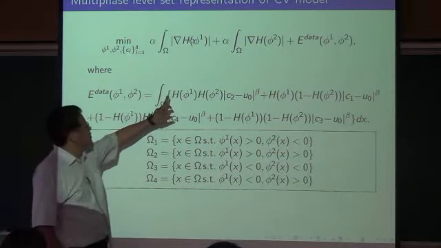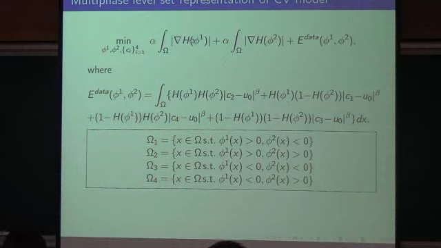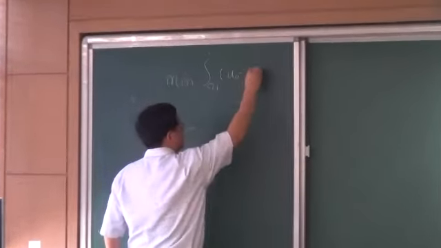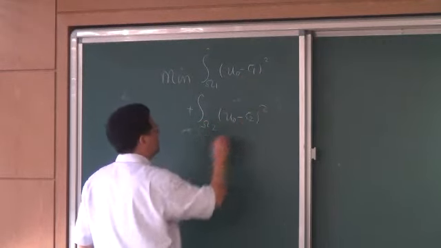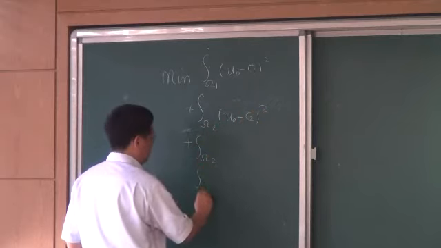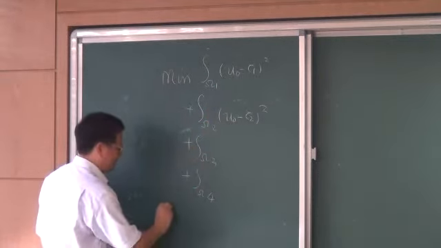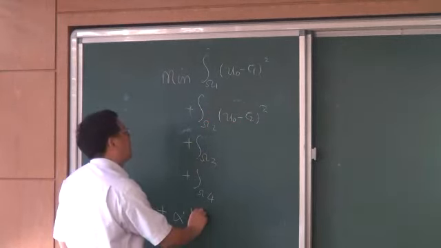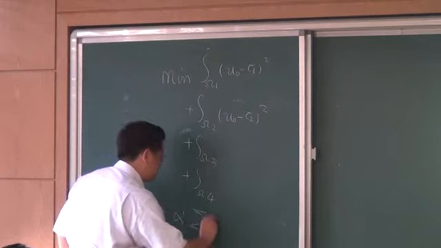Each region has a constant, so in 4 phases you minimize, and then you can have 4 regions. So omega 1, here is U0 minus C1, and then here will be omega 2, U0 minus C2, and then omega 3, omega 4. So you segment into 4 regions. Each region you approximate by a constant, and then here you regularize the length. Mostly you want to regularize the length of the interfaces.